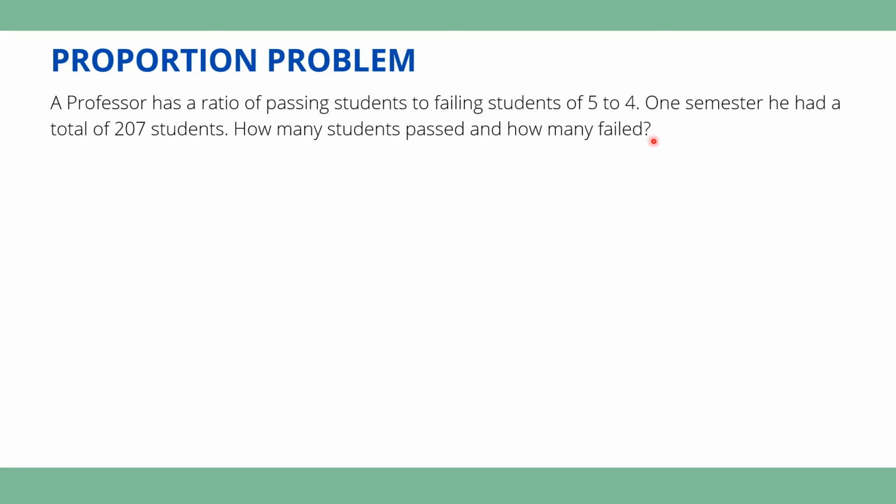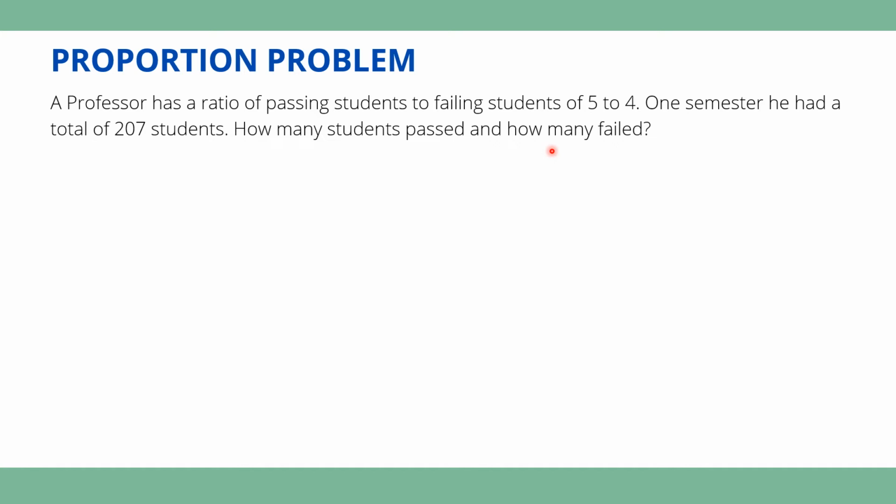Let's have a next example. The professor has a ratio of passing students to failing students of 5 to 4. One semester, he had a total of 207 students. How many students passed and how many failed? So let's understand the problem. We have the ratio of passing and failing, which is 5 to 4, and a total of 207. So, how many passed and how many failed in the professor's subject?